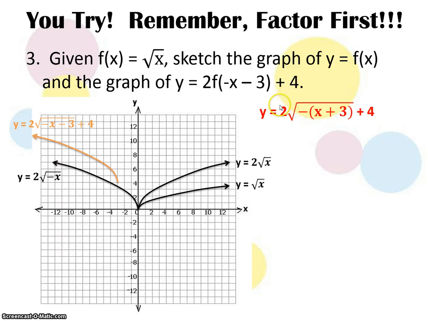You have a vertical stretch by a factor of 2, so all your y values are going to be multiplied by 2. Then you have a reflection in the y-axis, so this guy flips over here. And then you're going to be moving to the left 3 and up 4. So left 3 and up 4, and I'll just show you this tip right here: 1, 2, 3, 1, 2, 3, 4.